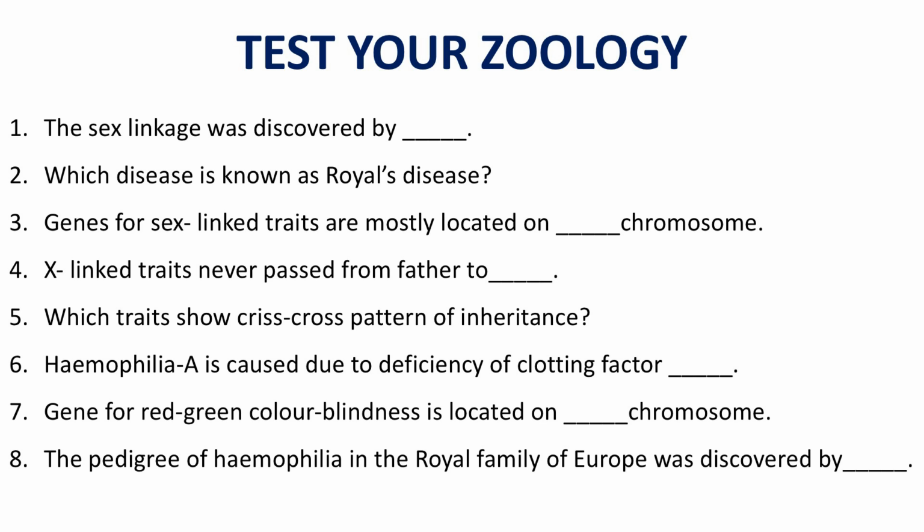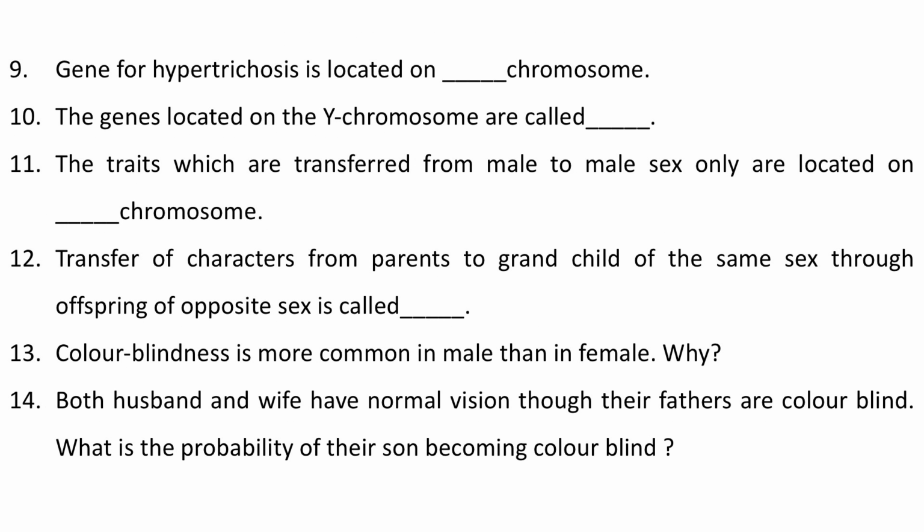Now, the pedigree of hemophilia in the royal family of Europe was discovered by Haldane. Gene for hypertrichosis, excessive hairs on the pinna, is located on Y chromosome. Genes located on Y chromosome are called holandric genes. The traits which are transferred from male to male only are located on Y chromosome. Transfer of characters from parents to grandchild of same sex through offspring of opposite sex, that is called criss-cross inheritance.